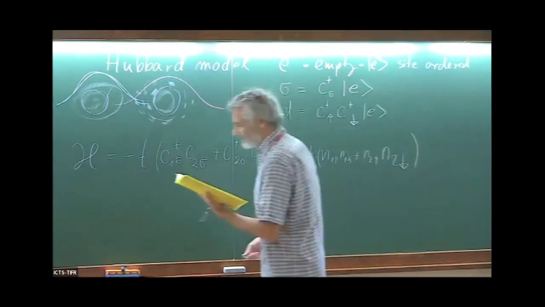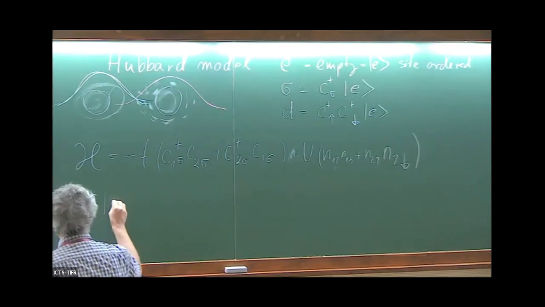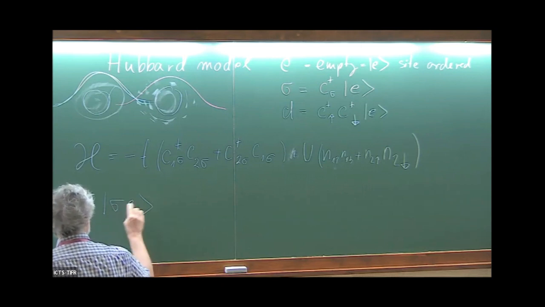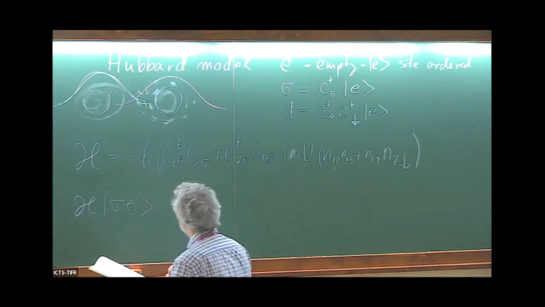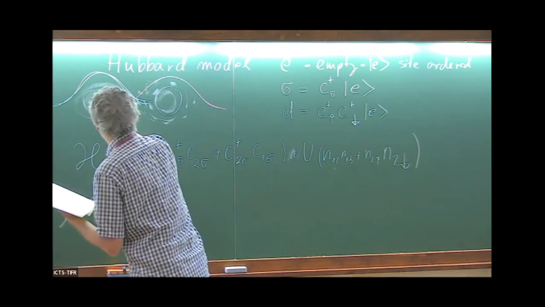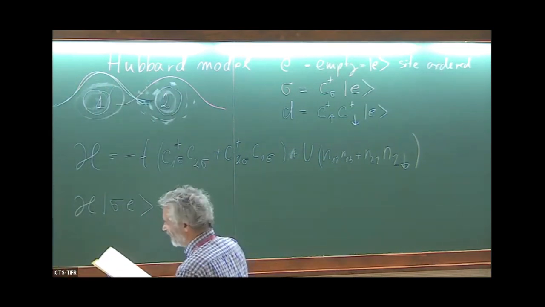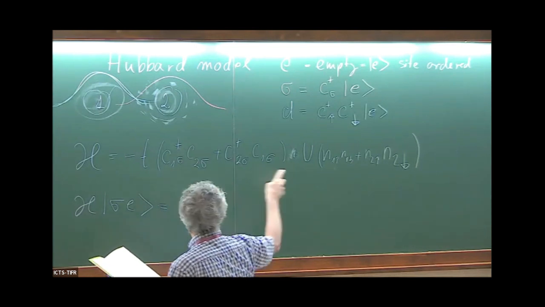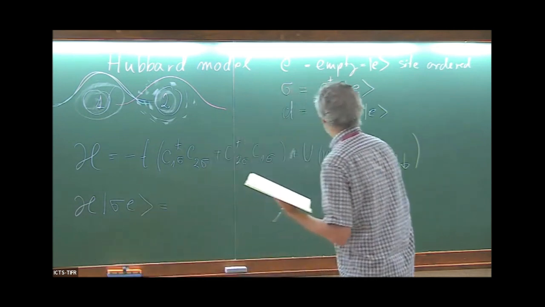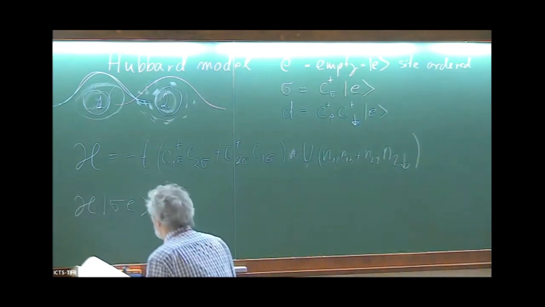Now, what can happen? Let's try to apply the Hamiltonian to the state which I write like sigma empty. It means that we have a sigma electron on this side, and this second side is empty. So this is number 1, this is number 2. The Hamiltonian's U requires 2 electrons. There is only 1, so it will not act. Only the T will act, and this is on side 1.